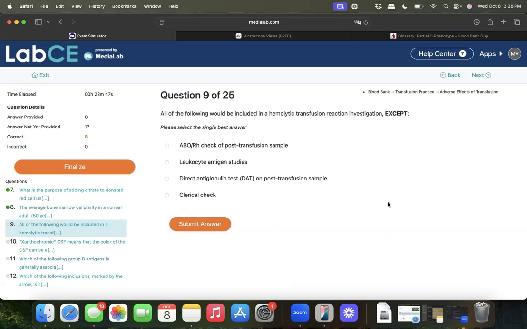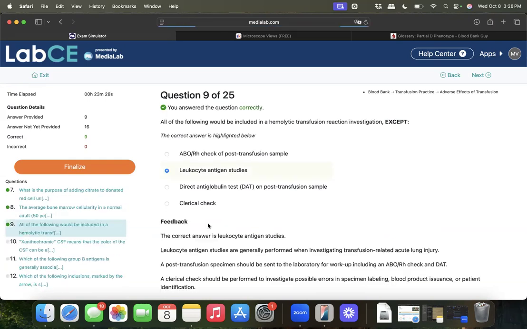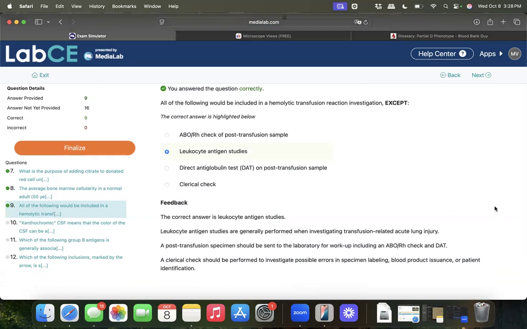ABO/Rh, leukocyte antigen studies, a DAT, or a clerical check. All right, we got B's in the chat. We have one C. We're going B. Yes, leukocyte antigen studies for sure. The correct answer is leukocyte antigen studies. We would not perform that on a hemolytic transfusion reaction investigation.